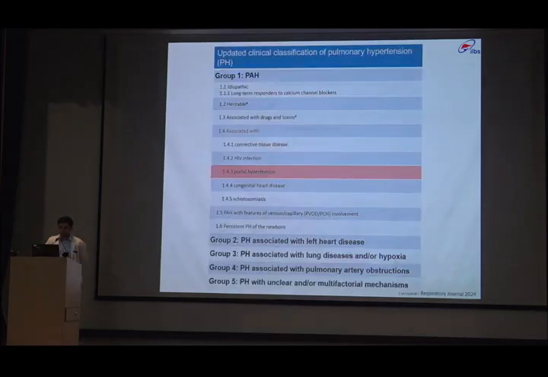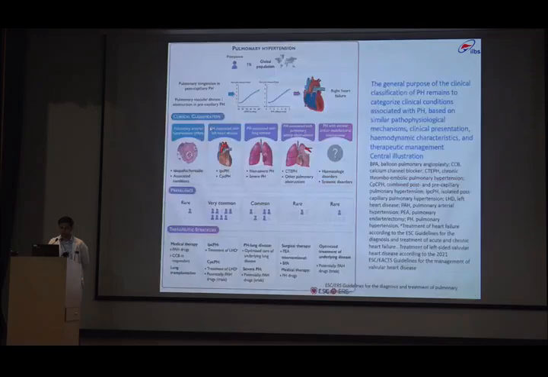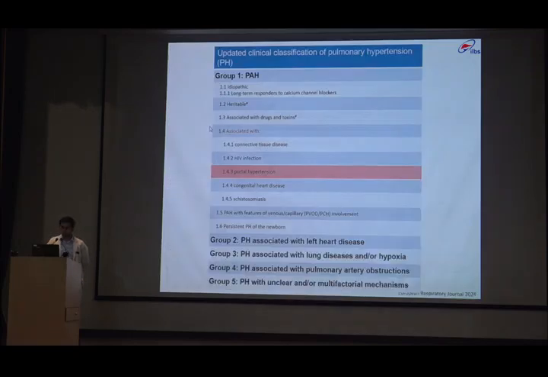So where does our portal hypertension come in the classification? There are five groups of pulmonary hypertension. So our portal hypertension comes in group 1, in the 1.4.3, that is the associated PAH category.